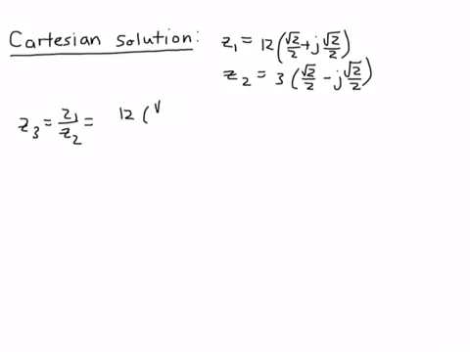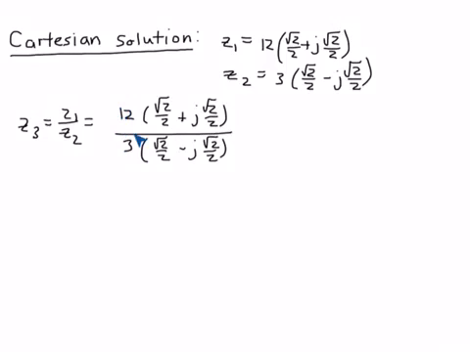12 times (root 2 over 2 plus j root 2 over 2) over 3 times (root 2 over 2 minus j root 2 over 2). Now first, we can go ahead and just divide the 12 by 3 and we'll get a 4 in the numerator, so we can just reduce that right away. So we'll get 4 times (root 2 over 2 plus j root 2 over 2) over (root 2 over 2 minus j root 2 over 2).